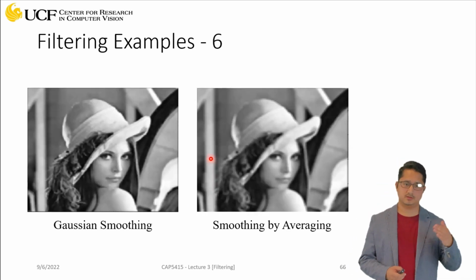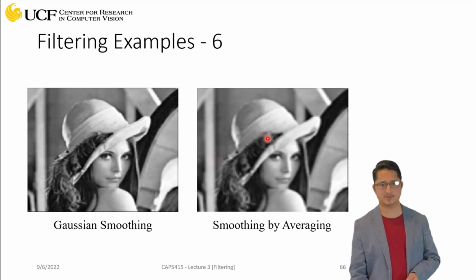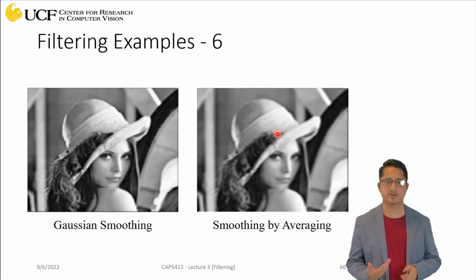Now let's compare the smoothing operation using Gaussian and using averaging. This averaging is the filter which I showed you earlier, where you had all ones. You are giving equal weightage to all the pixel values. So this is Gaussian smoothing, and this is smoothing by average. You can see this is much better than the image on the right.